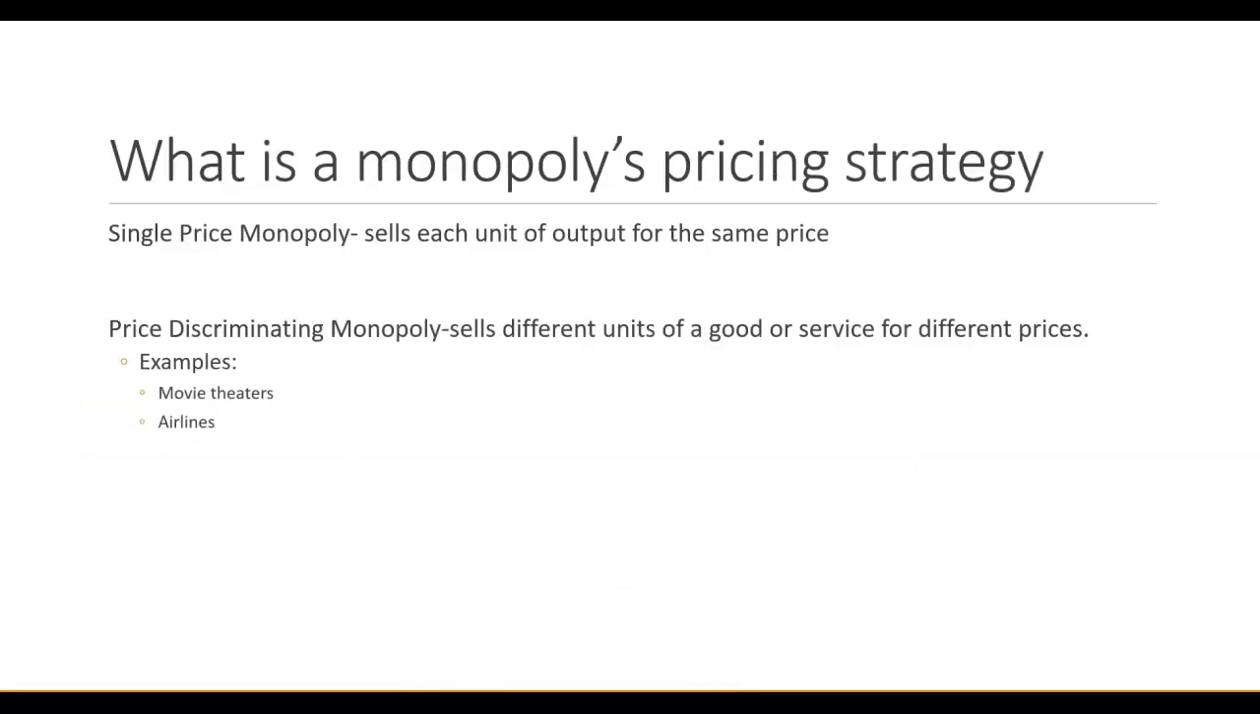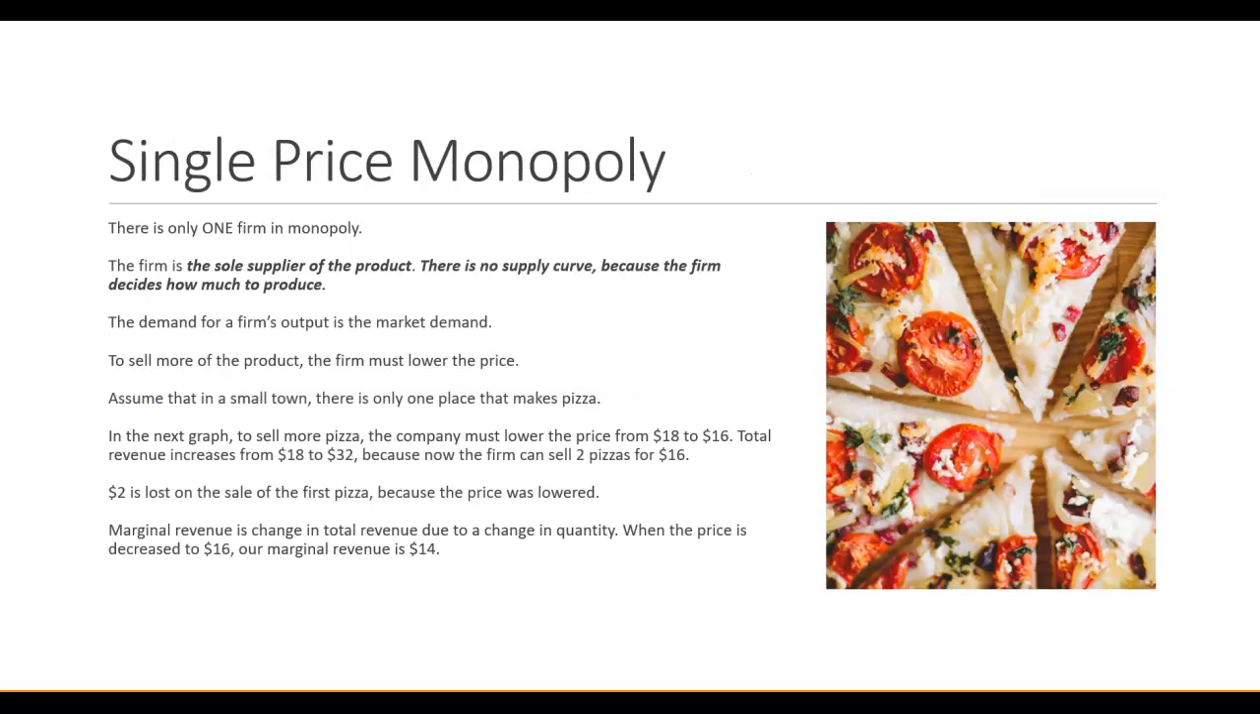Now let's think about pricing strategy. There are two types of pricing strategies. The first one is a single price monopoly that sells each unit of output for the same price. The second one is the price discriminating monopoly that sells different units of a good or service for different prices, for example, movie theaters or airlines. So we're going to look first at the case of a single price monopoly.